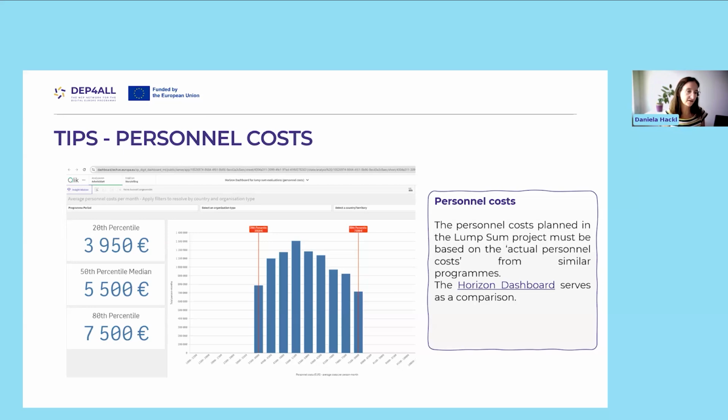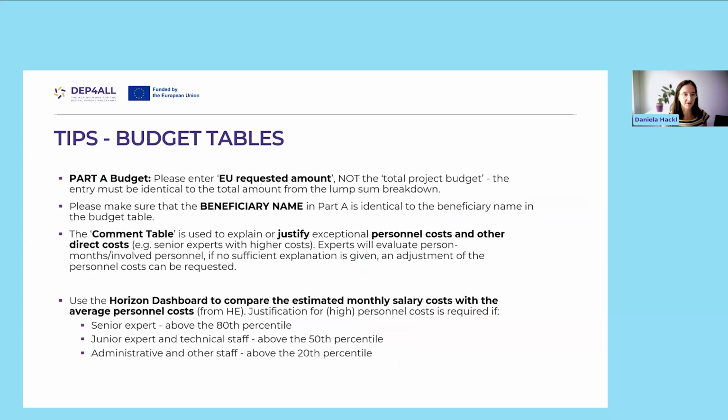And if you notice that your monthly costs are significantly above those numbers you find via the dashboard, then you need to explain those numbers. So you can still ask for these costs, you can still charge the Commission for these costs, but you need to explain them. And the explanation also has to happen, and now I'm coming back to the budget table, via the budget tables. There is a tab called any comments, and here you should justify the exceptional personnel costs or other direct costs which are higher than the average.